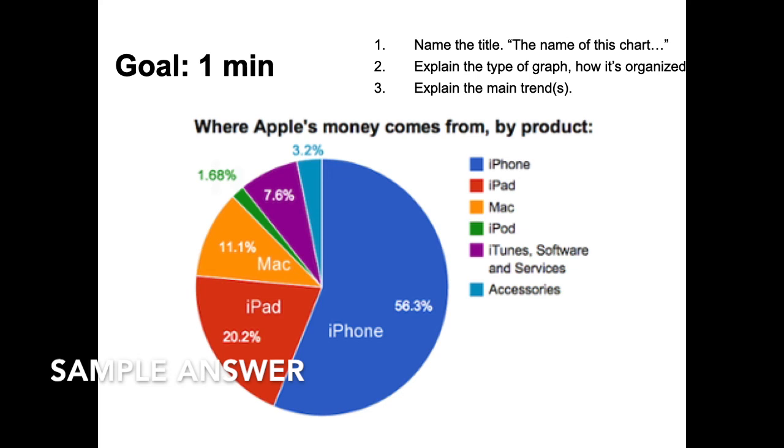Interestingly, even though Apple is a computer company, according to this chart, most of its profit comes from mobile devices. For instance, in terms of computers, it only makes about 11% of its profits from its Macintosh computer line.